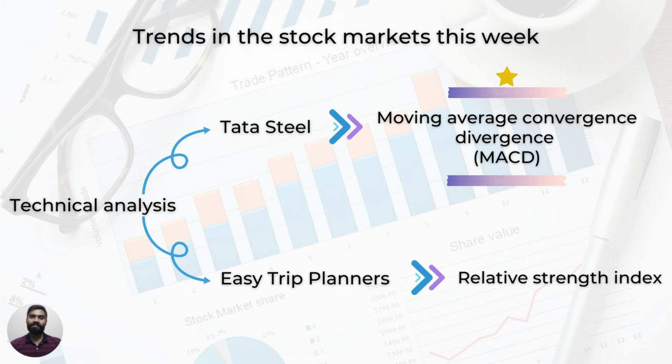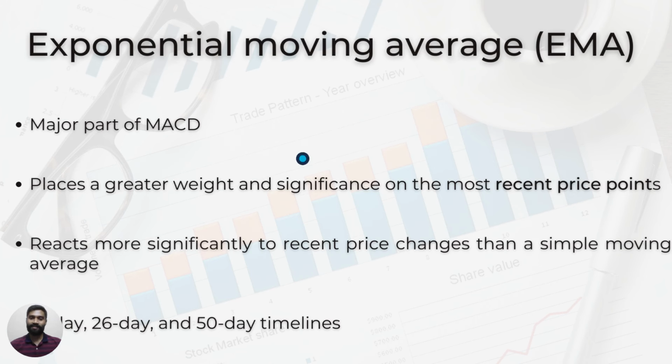In this video, we'll be covering the technical analysis of two stocks, Tata Steel and Easy Trip Planners. To analyze the Tata Steel price movements, we'll be making use of the moving average convergence divergence, which is the MACD indicator. And for the Easy Trip Planners analysis, we'll use the relative strength index indicator.